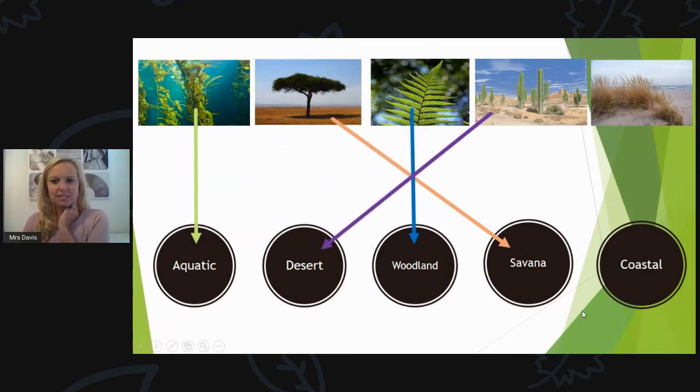Well done. Remember those spikes? Those spikes stop the air from taking the water. They have very shallow roots as well, cacti, to make sure they can get up any water. So that must mean this seagrass goes with our coastal. How did you get on with that? Did you do well? I bet you did.